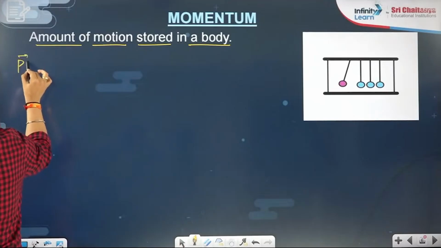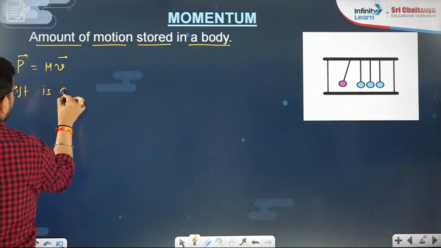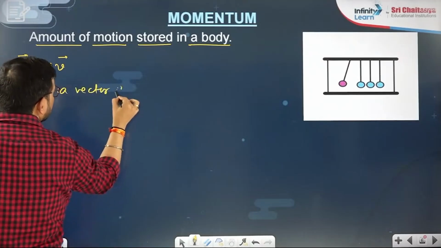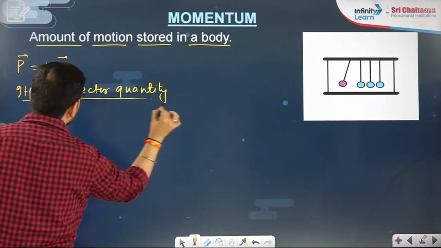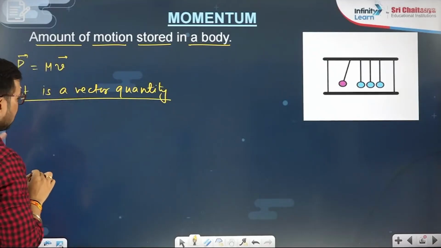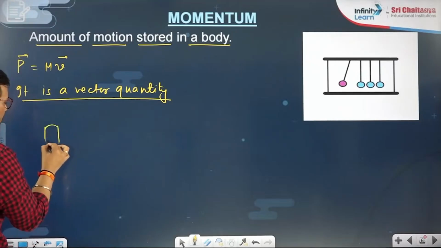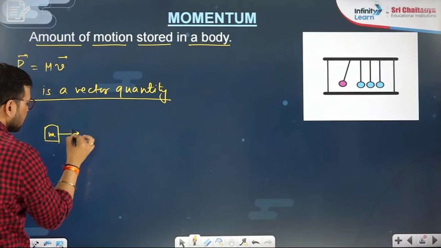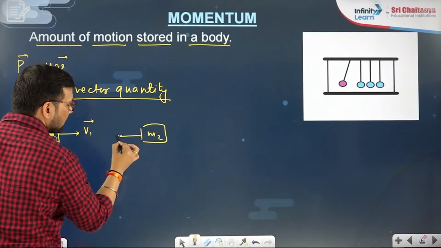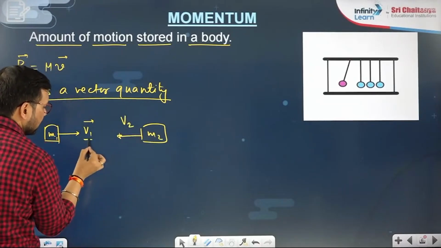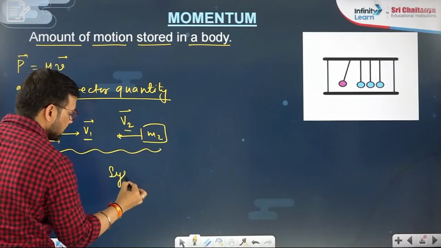Momentum is represented as mass into velocity, and it is a vector quantity, meaning it has both magnitude and direction. Okay, momentum is important. So how to write momentum? Suppose this is a body and it is moving with velocity v1, and that body m2 is moving with velocity v2, not momentum, velocity v1 and velocity v2. These two bodies m1 and m2 I am taking as a system.